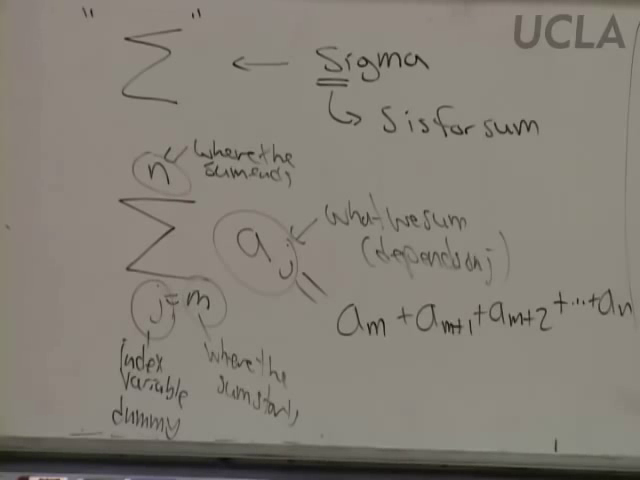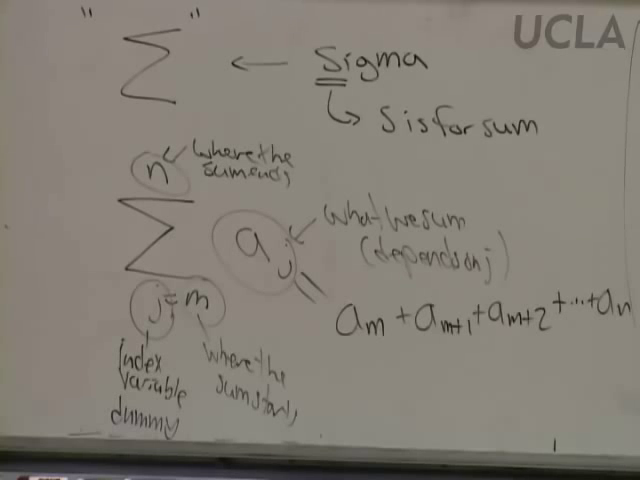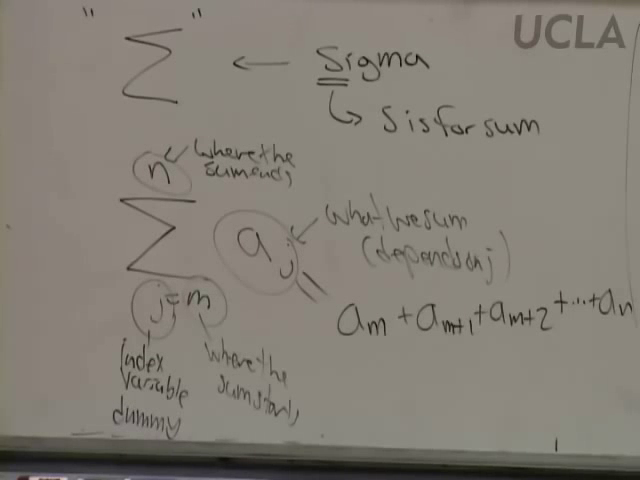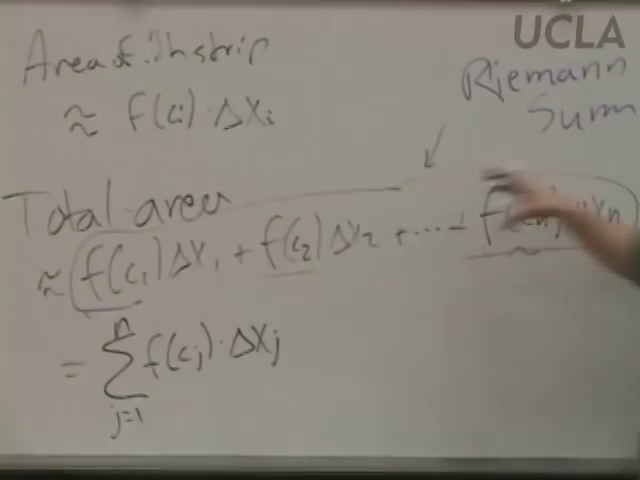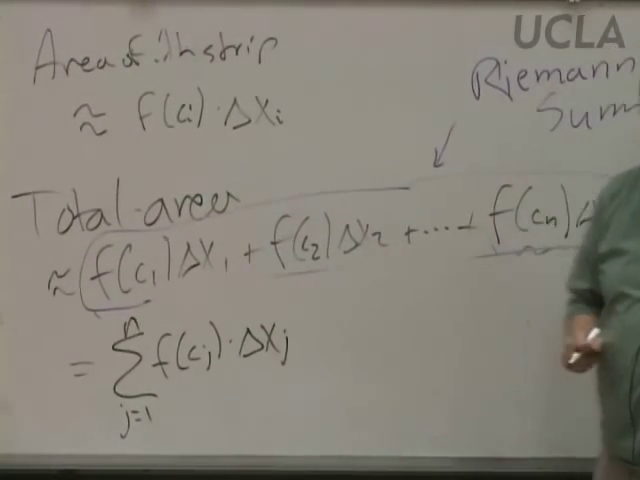So for instance, the Riemann sum here, what does it look like? It looks like a sum, let's say, j equals 1 to n. What am I summing over? I'm summing over the strips, and then I have to sum the area of each strip. So the area of the jth strip is f of c_j times delta x_j. This is just a nice shorthand notation for what I have here.